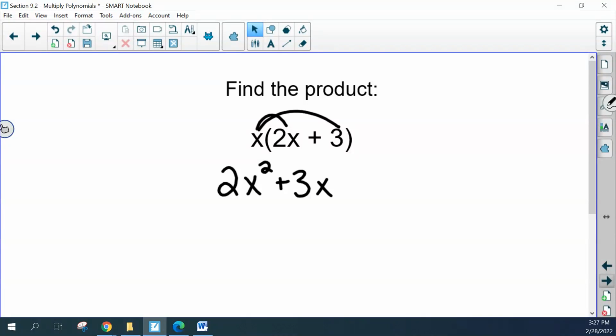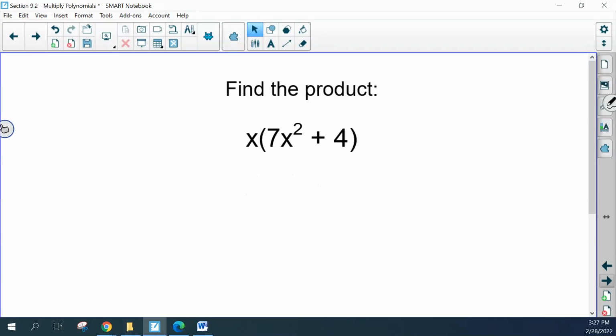So we are going to practice this again and then add to this, making it more difficult. So we're going to distribute this. This is called a monomial right here with one term times a binomial, which has two terms. So x times 7x squared would equal 7x to the third. And then x times a positive 4 would equal plus 4x.